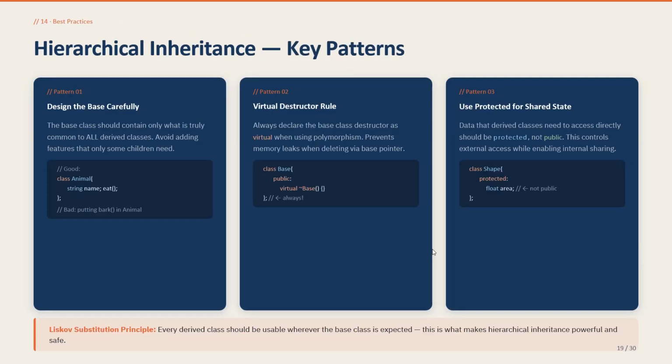There are some important design practices to remember. First, design the base class carefully. The base class should contain features that are genuinely common to all derived classes. Second, when polymorphism is involved, the base class should generally have a virtual destructor. Third, protected members can be used when derived classes need direct access to shared state while we still want to prevent ordinary outside access. These practices help make inheritance hierarchies safer and easier to maintain.